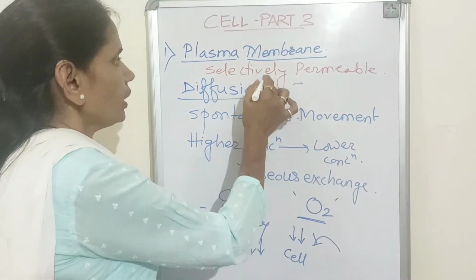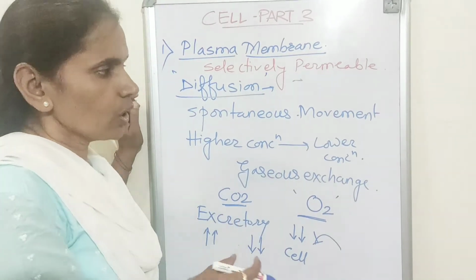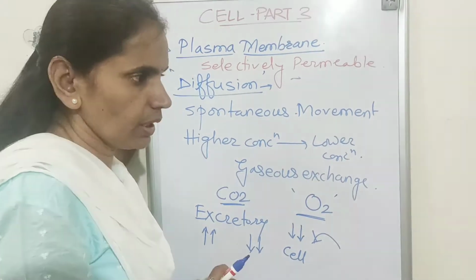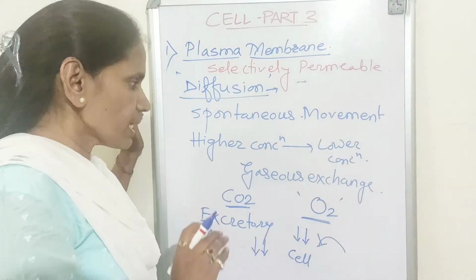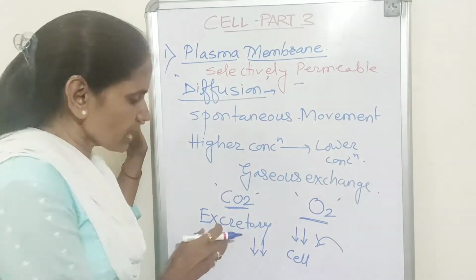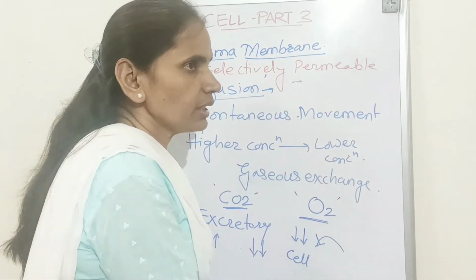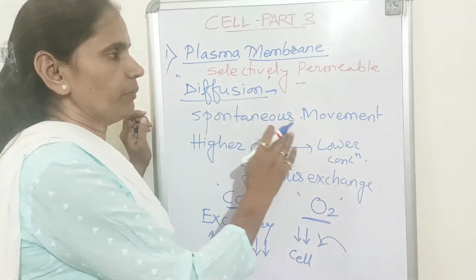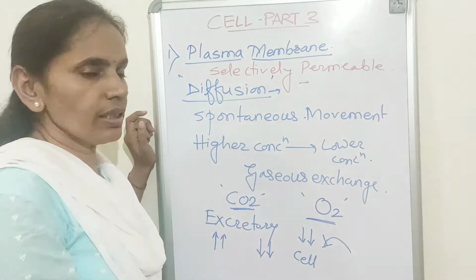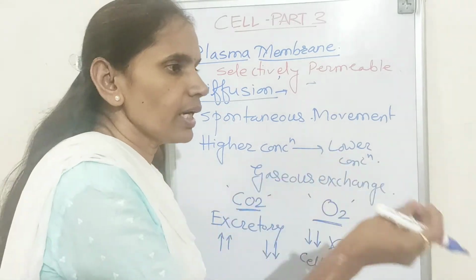So in short, diffusion has a key role in gaseous exchange, so that the cell can get the oxygen required for its different activities from the surrounding environment, and the carbon dioxide formed within the cell as a product of excretion is released outside the cell. Because of this selective permeability, the movement of gaseous molecules continues till there is an equilibrium between the cell's inner environment and the external environment.